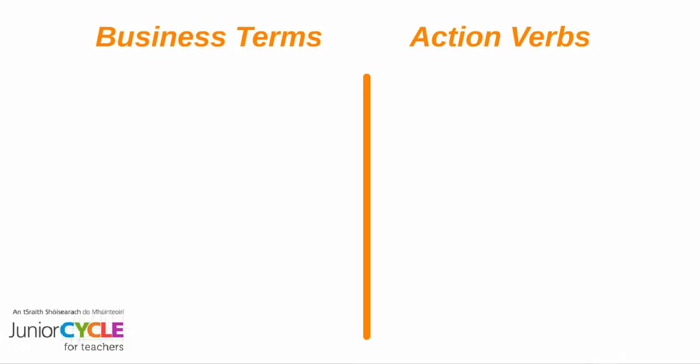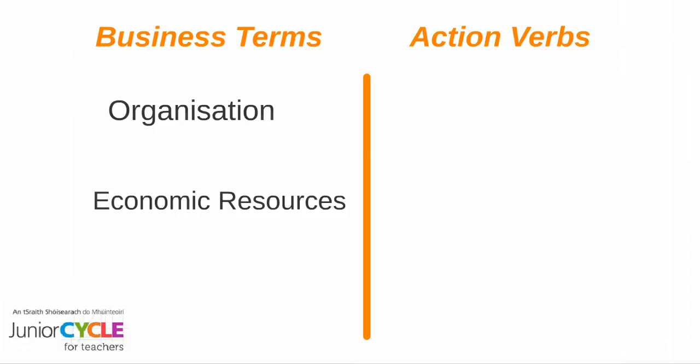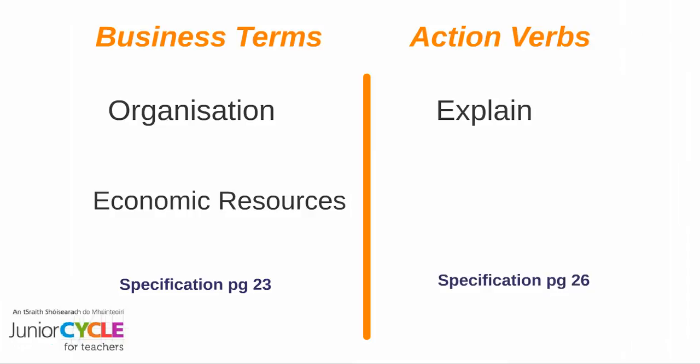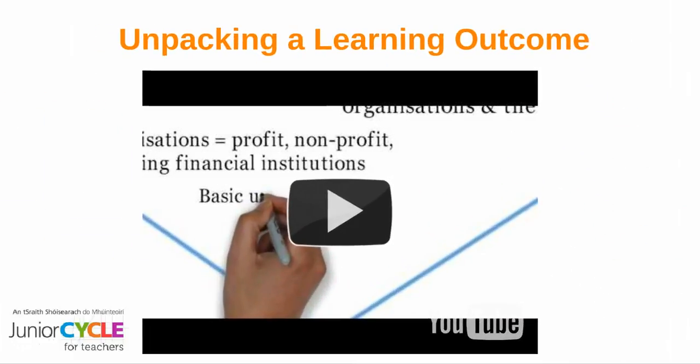The business terms used in this learning outcome are organisation and economic resources, and they can be found on page 23 of the specification. The action verb used is explain, and it can be found on page 26 of the specification. The following video shows how one Business Studies department unpacked learning outcome 3.2.